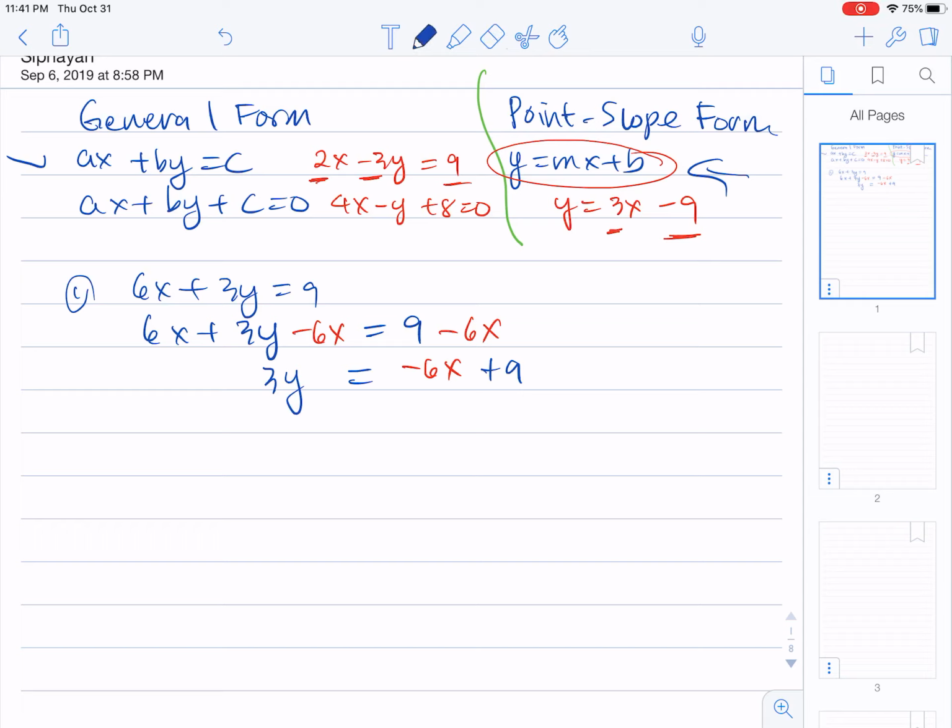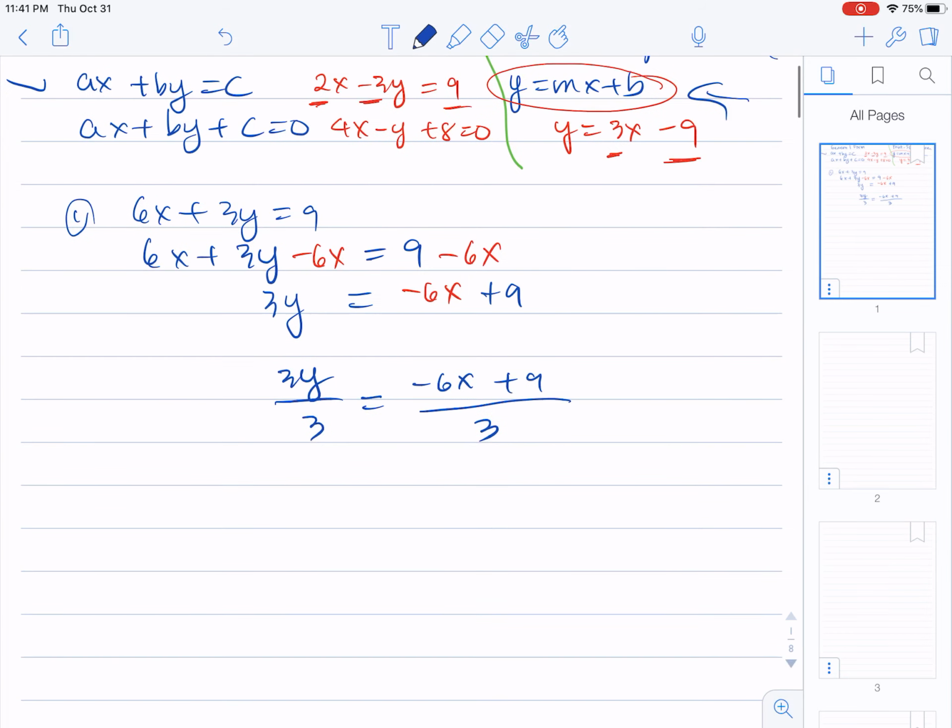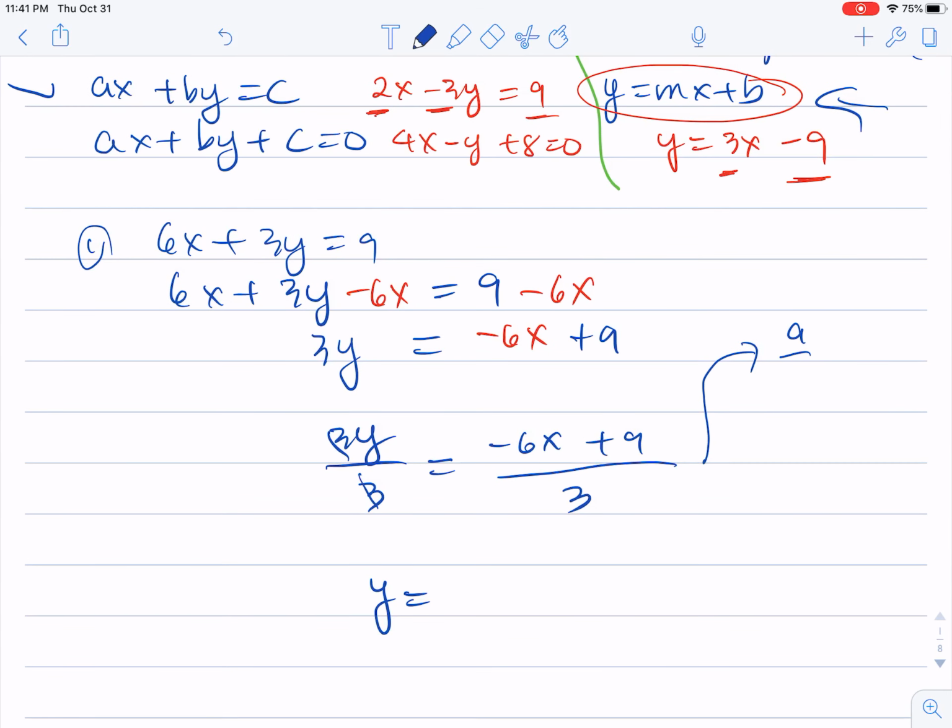Tapos, we want to get rid of 3. So, 3y divided by 3 equals negative 6x plus 9 all over 3. No? Makaka-cancel to, matitira sa kaliwa, y na lang. And then we have, pwede natin ito paghiwalayan, no? Kasi pag sinabi natin a plus b over c, we can write this as a over c plus b over c. So, pwede natin paghiwalayan to, no?